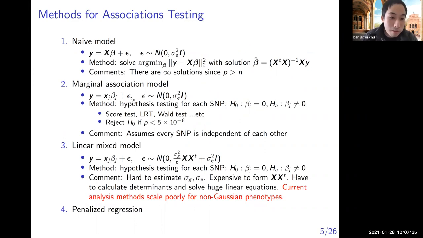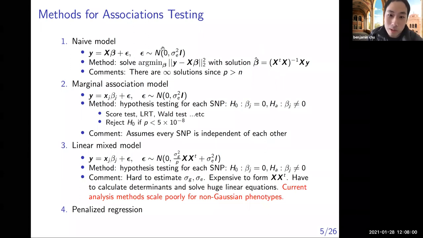So naturally, there are a lot of methods to do it. Here I summarize three main methods plus the naive method. In the naive model, you have a standard linear model, y equals X beta plus some IID epsilon. If this is your model, you can just solve the least squares problem, and it has a closed form estimator. Of course, in genetics we cannot do this because p, the number of predictors, is greater than the number of samples, n. So this matrix is non-invertible, and basically you can't do this.